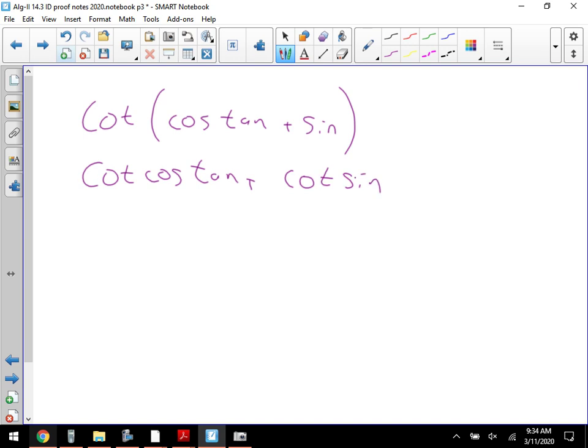Cotangent and tangent are reciprocal functions. What happens when you multiply reciprocal functions together? They get rid of each other, become 1. So you wind up with cosine plus cosine over sine times sine, which is cosine plus cosine, which is cosine.